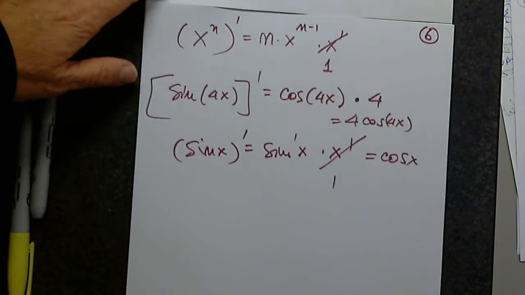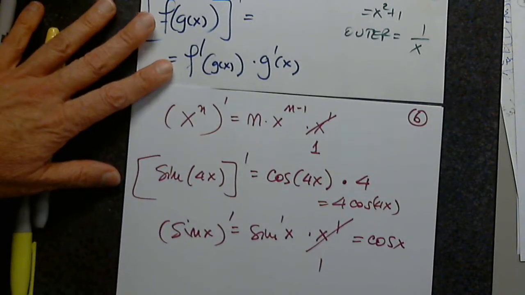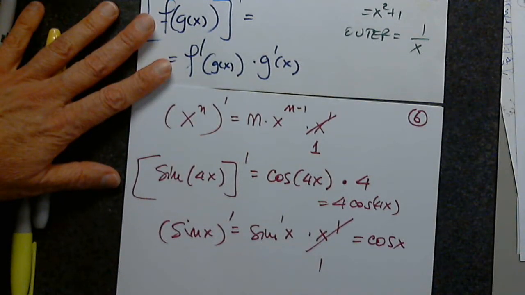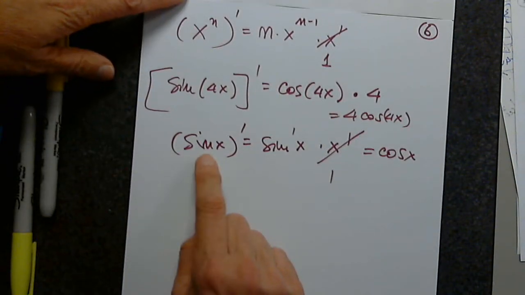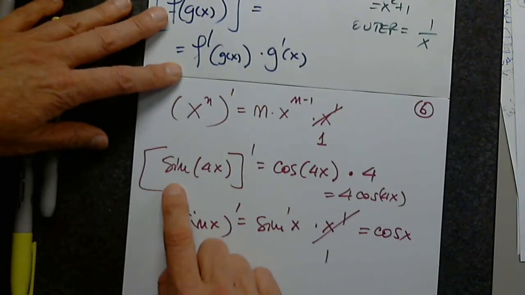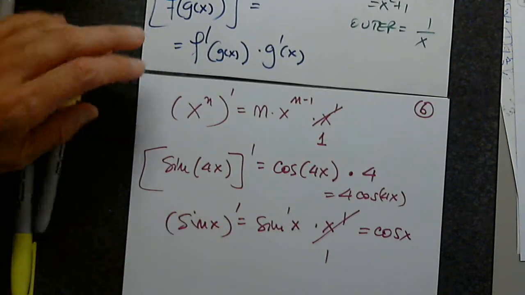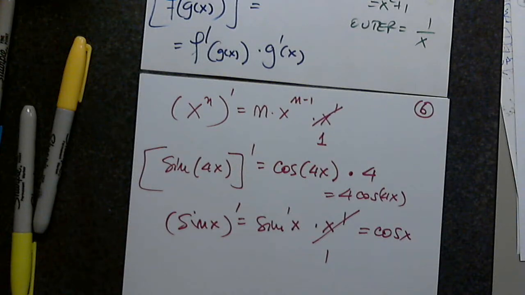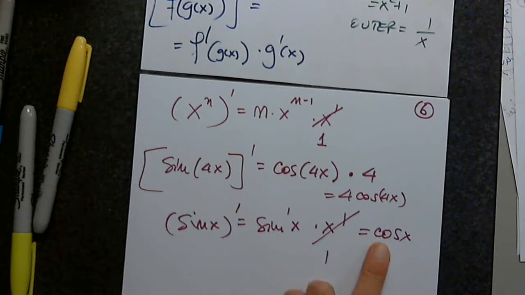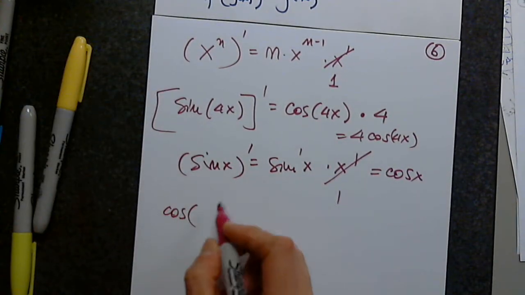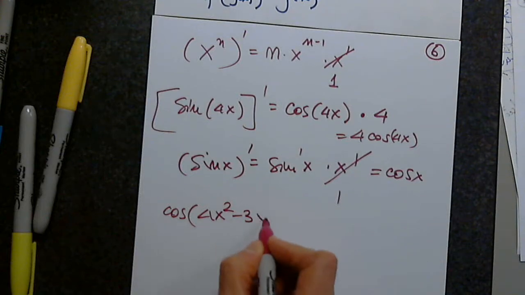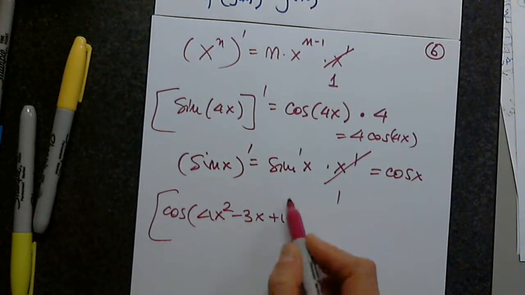Okay, now, no matter what scenario, in this one, it is the pure sine function. But this is not a pure sine function. This is sine applied to a new function, which is 4x. If sine is applied to plain x, yes. But here's another example. Let's say now I want to apply cosine to 4x squared minus 3x plus 1, and I want to differentiate this.